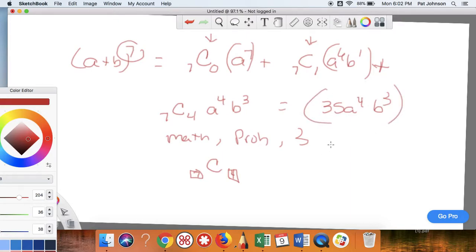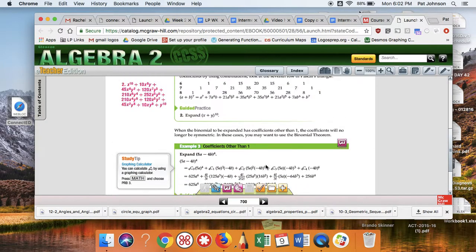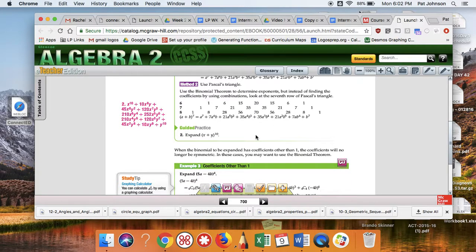Okay, so right now we're doing binomials that both have a coefficient of 1. So let's continue this. Okay, so if you look at the 7th row, and the 1, 2, 3, 4th term is 35, and that's what we got for the 5th term. They both have a coefficient of 35.